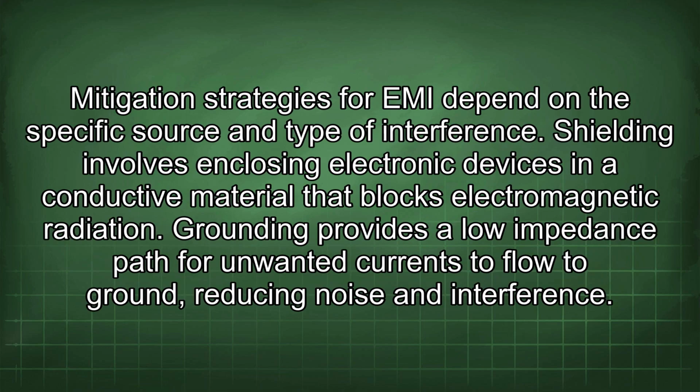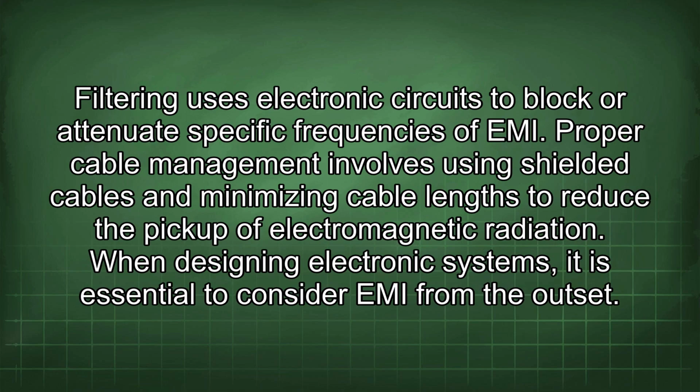Mitigation strategies for EMI depend on the specific source and type of interference. Shielding involves enclosing electronic devices in a conductive material that blocks electromagnetic radiation. Grounding provides a low impedance path for unwanted currents to flow to ground, reducing noise and interference. Filtering uses electronic circuits to block or attenuate specific frequencies of EMI. Proper cable management involves using shielded cables and minimizing cable lengths to reduce the pickup of electromagnetic radiation.